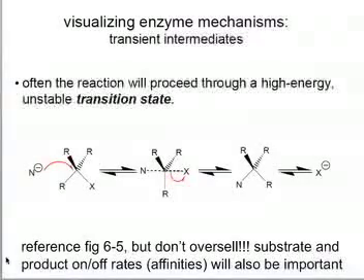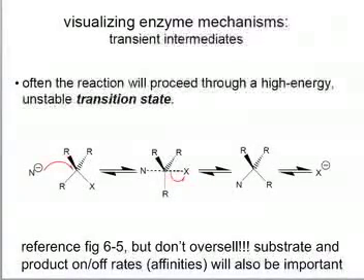What I want to be careful about, though, when we're looking back at figure 6.5, is we don't want to oversell this idea of transition state stabilization too much, although we'll see some great examples of it, and it is very important. But let's remember, too, that the substrate and product on and off rates, their affinities, will also be important, especially in specific cases. So this is a general rule. We stabilize transition states, but there are complexities there as well.